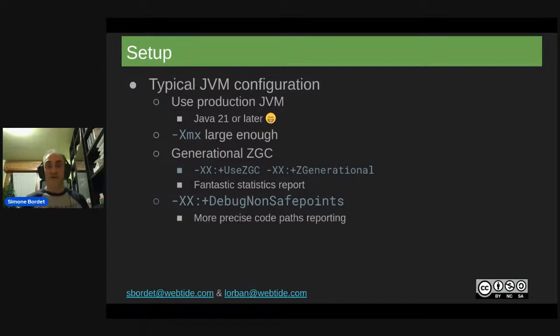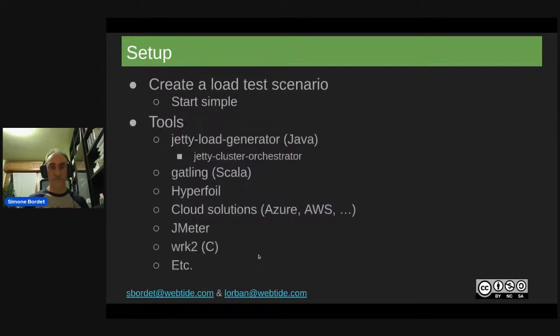The debug non-safe point option is useful to be turned on because we will see later there's an additional step that we may choose to perform where this particular option will be useful. In particular, what this does is it makes the code paths in your application more precise. And this is really useful if you want to do profiling of your application, as we will see in a few slides.